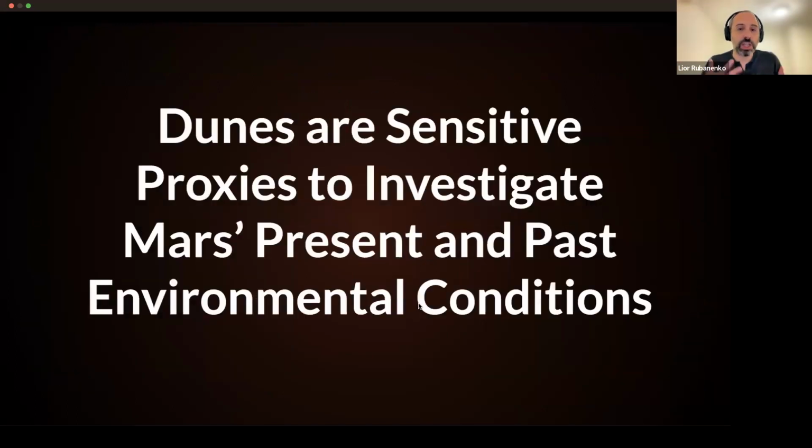So dunes on Mars are not only interesting because of the physics of dune formation, because again, this used to be a big conundrum: why do dunes even form and migrate on Mars? They're also very useful and sensitive proxies to investigate its present, modern, and also past environmental conditions. We know those dunes are thousands, maybe tens of thousands of years old, and they can help us shed light on environmental conditions in the recent past. And if we look at fossilized sediment, eolian bedforms, we can look even further into Mars's past, and maybe understand something about its atmosphere.